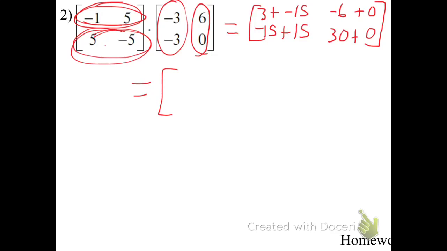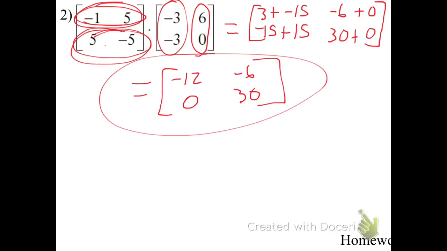Now you've got to simplify all this stuff. So you got 3 plus -15 is -12. Second item in the first column is -15 plus 15, that's 0. First item in the second column is -6 plus 0, that's -6. Next one is 30 plus 0, which is just 30. And so your resulting matrix is this guy here.